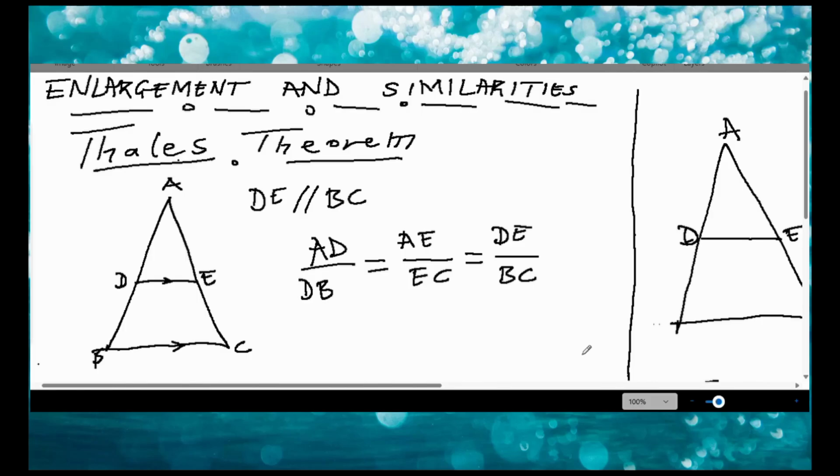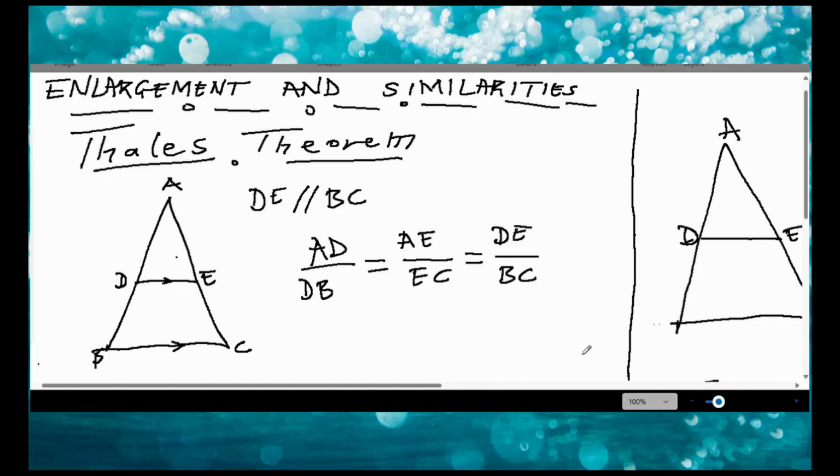In today's video, we're going to be talking about the Thales Theorem under the enlargement and similarities. Considering the triangle we have here, triangle ABC, which is a bigger triangle, and a smaller triangle ADE. Under the enlargement and similarities, before you could find the unknown size, you're going to find a scale factor which is going to help you to find the unknown size.